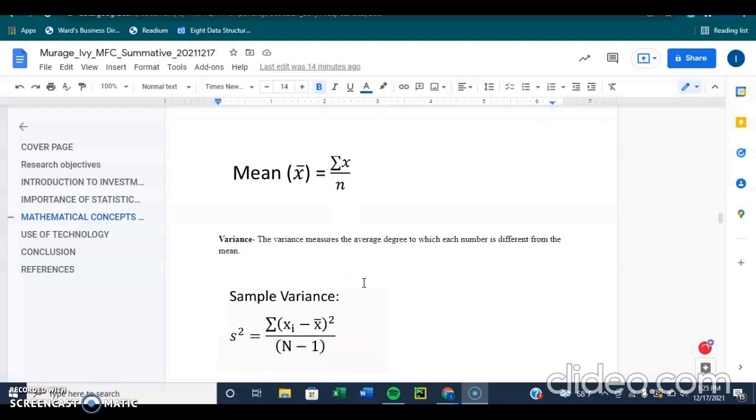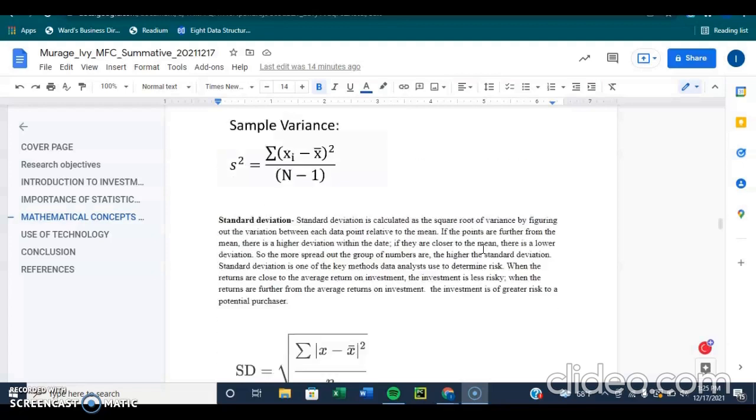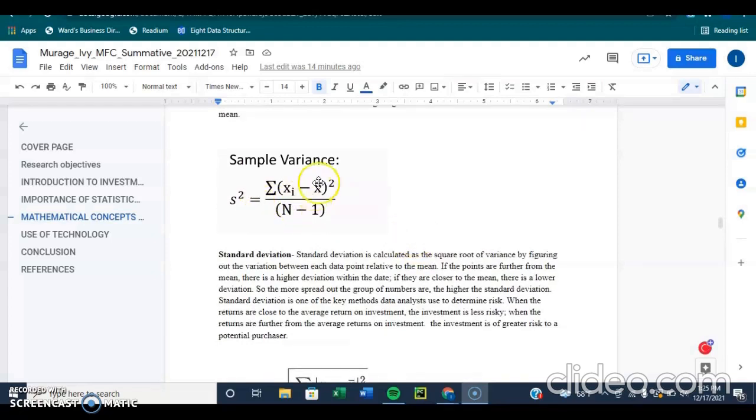We also have the variance. The variance measures the average degree to which each number is different from the mean. Like the scores, how do they differ from the mean, the average score? This is a formula, and this is actually the sample variance. This is how we get the sample variance. Most of the time we work with a sample from a population, to prevent bias, and such things.